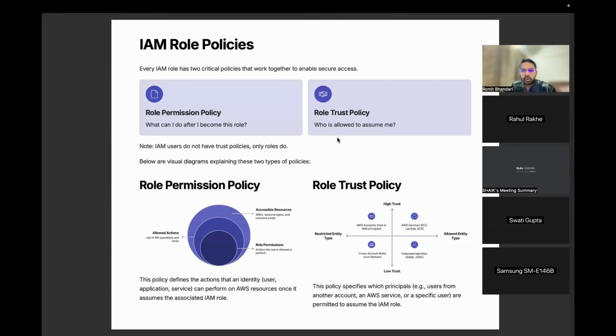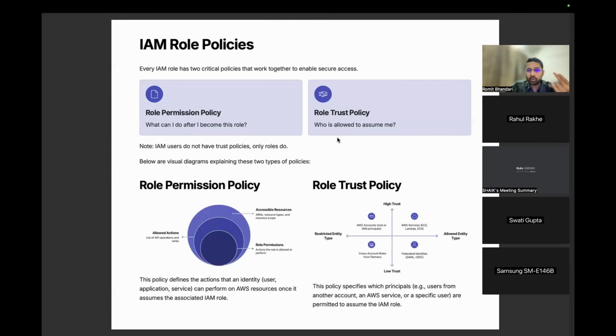Okay, we talked a little bit about role trust policy and role permission policy. Let's look at it in detail, because this forms a very important part of what we are trying to do. Every IAM role, this is only role specific, remember this, every IAM role has two critical policies. One is the role permission policy, the actual permission policy, and the role trust policy. Which means who is allowed to assume me.